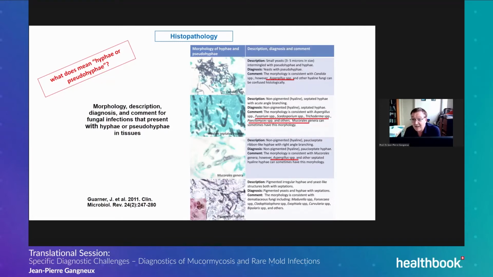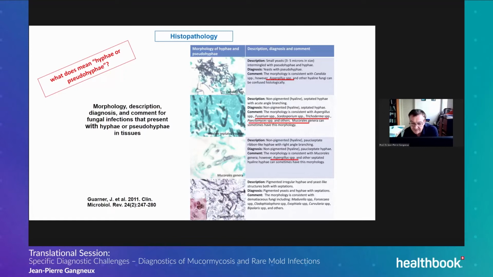However, Aspergillus, but also other hyaline fungi can be confused histologically. In the second slide, you can see hyaline septated hyphae. But what does that mean? That means that it is consistent with Aspergillus, but also possibly Fusarium, Scedosporium, Trichoderma, Paecilomyces, and mucorales, if you don't know exactly the fine tune between the filaments, the hyphae from Aspergillus and the mucorales. You can see the hyphae of mucorales in the third slide, but sometimes it can be taken for Aspergillus.